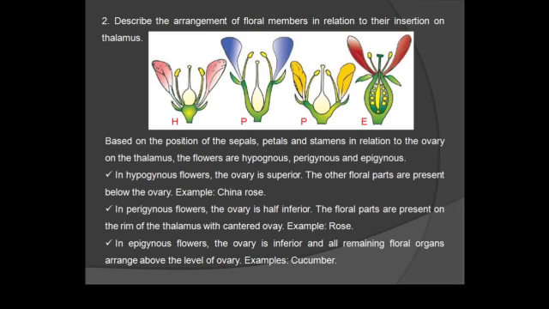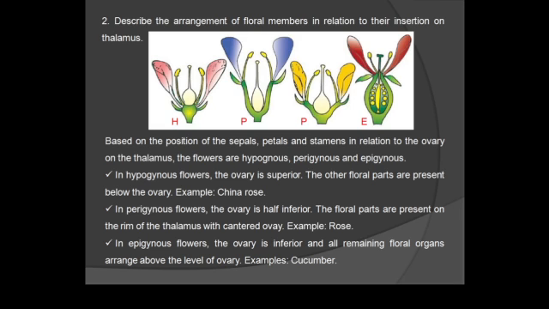So the floral parts are present on the rim of the thalamus, with a centered ovary. So the ovary is present exactly at the center. On the rim of the thalamus we find the remaining floral organs. This situation is observed in the rose plant.